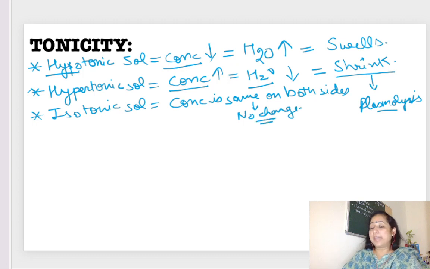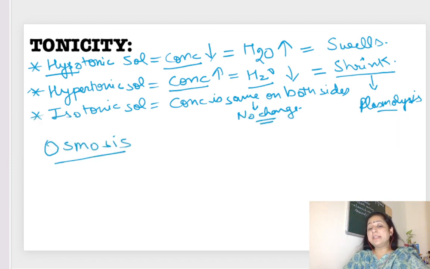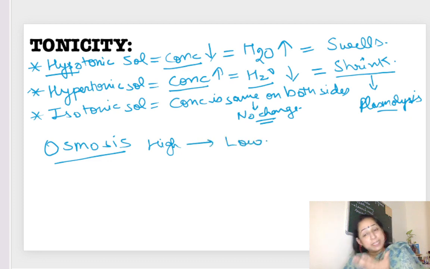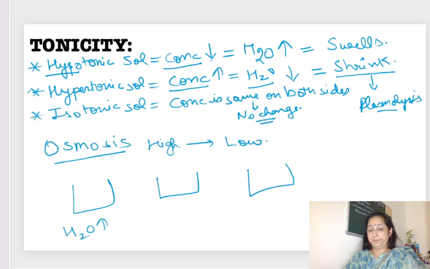I'll explain it with the help of a diagram also. We have a diagram here. First, I'll repeat once again whatever we've discussed. Here we are discussing the concept of osmosis. Osmosis says that water always moves from its high concentration to its low concentration. So there are certain changes which occur when this movement takes place. There are three situations which we have discussed: a solution wherein the water content is more, a solution wherein the water content is less, and a solution wherein it is equal.